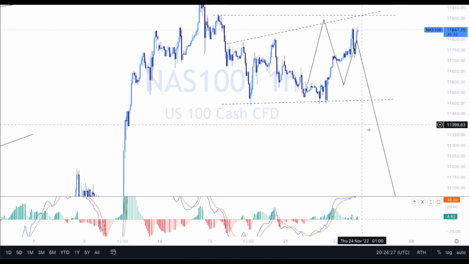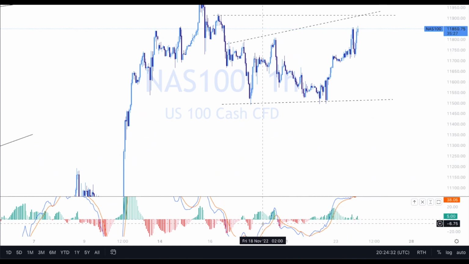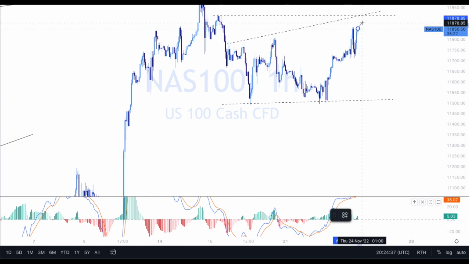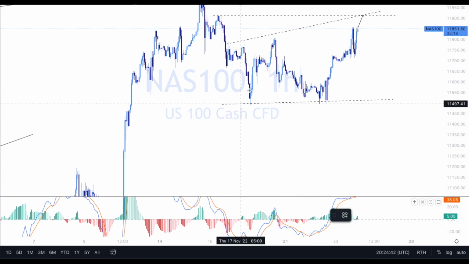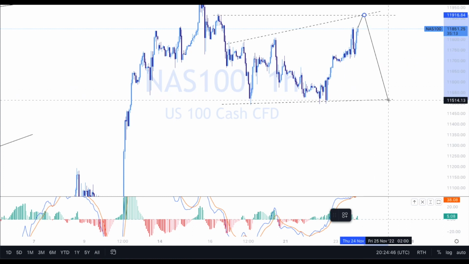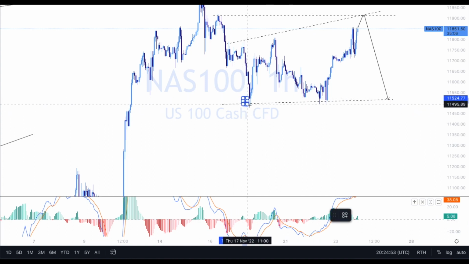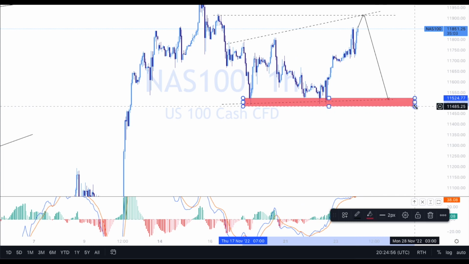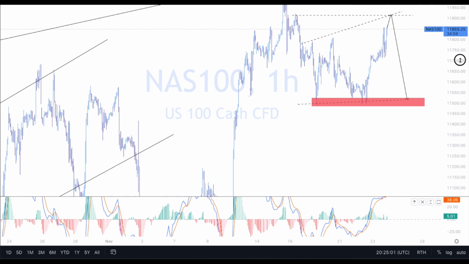Now, I'm not saying that it's going to break the structure and fly all the way down, but there is a good chance it could do something like this, where it heads up to this zone, right? Okay, and then it comes back down to this zone. And the reason why I say that is because this zone has been visited a few times, so we could visit it again.